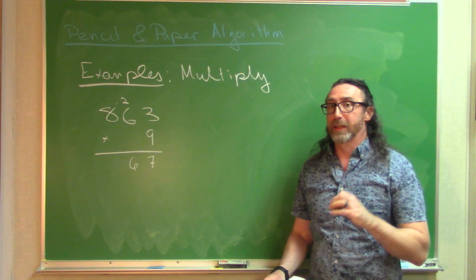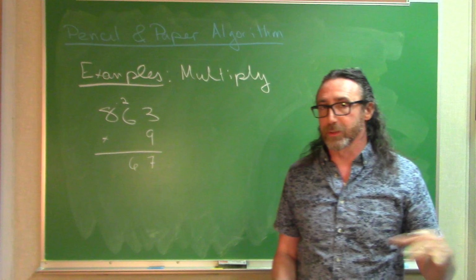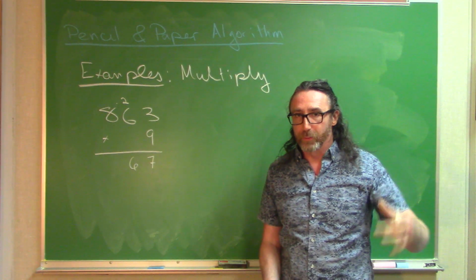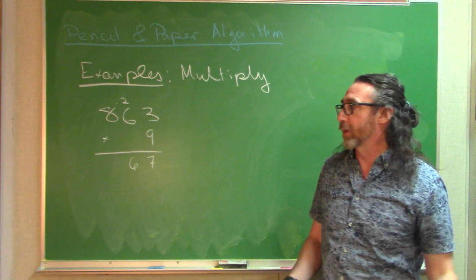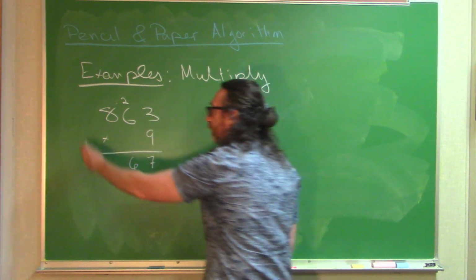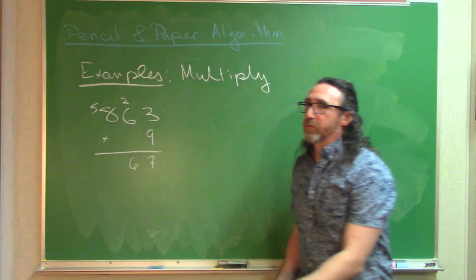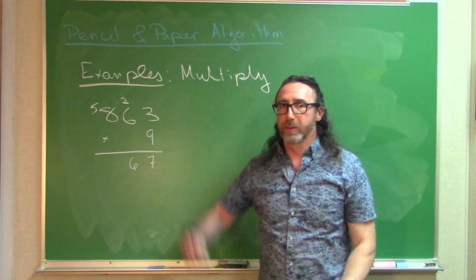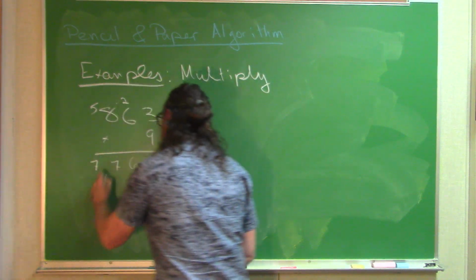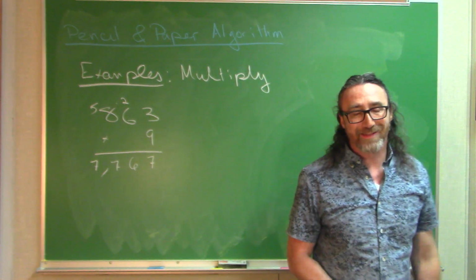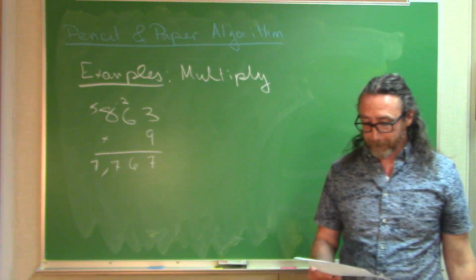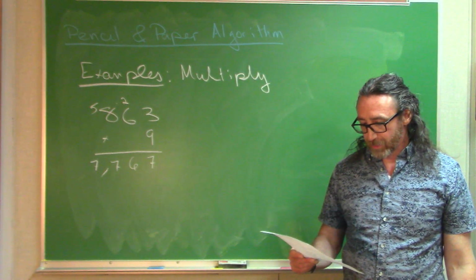9 times 6 is 54, plus the 2 that's up there gives us 56. Once again, you have got to know your single digit multiplications cold. You cannot do anything without knowing that multiplication table by heart. Carry that 5. 9 times 8, 72, plus the 5 gets us 77. So our answer there is 7,767.